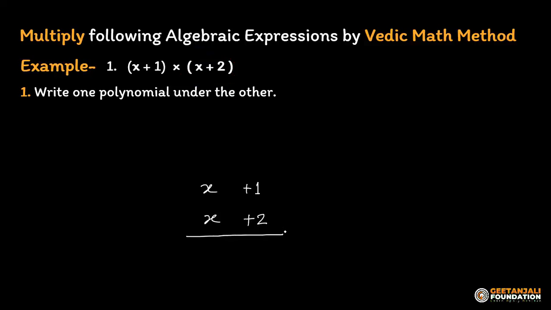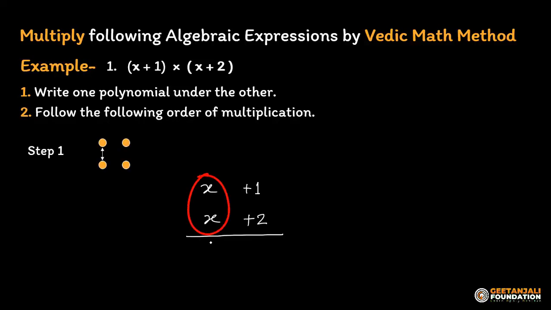Now I have to multiply these two. In the second step, we have to follow the given order. First we will take the leftmost columns and the terms involved here. So here we have two x's, so we will multiply these two x's. When we multiply these two x, we get x squared. So our first step is done.